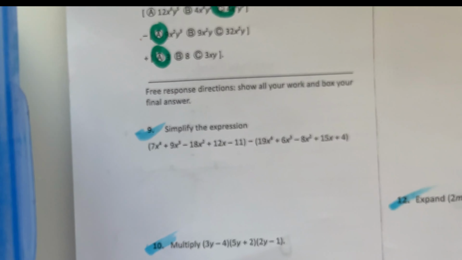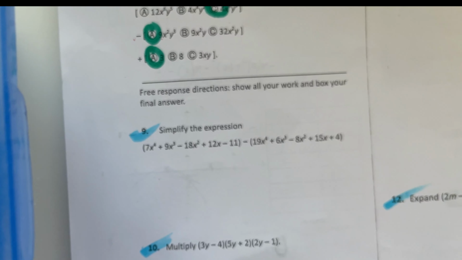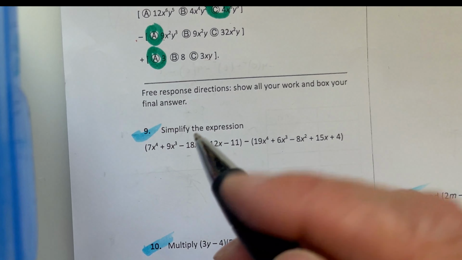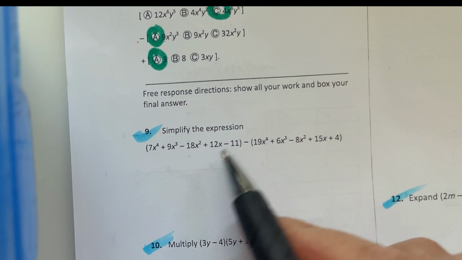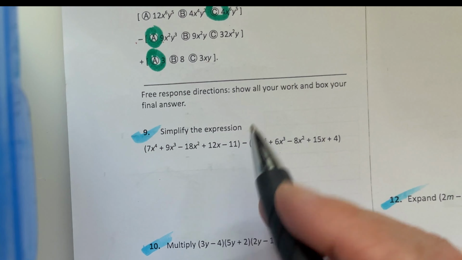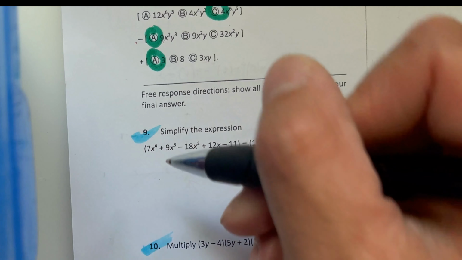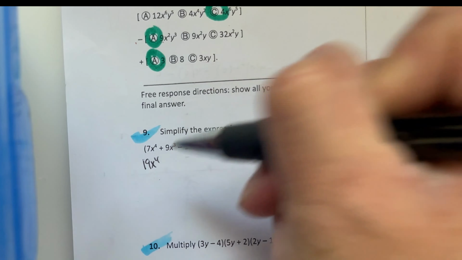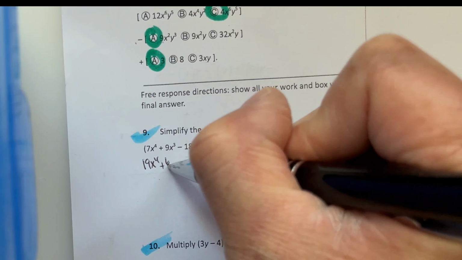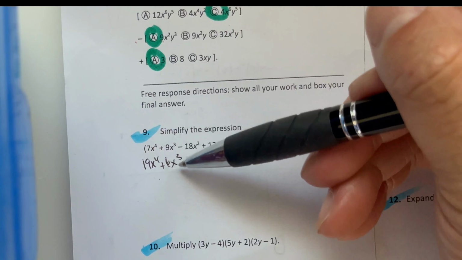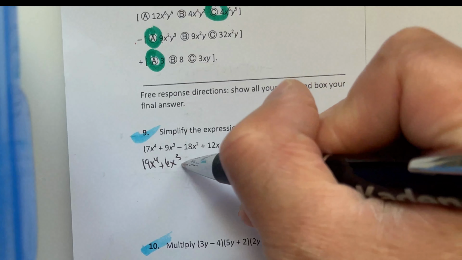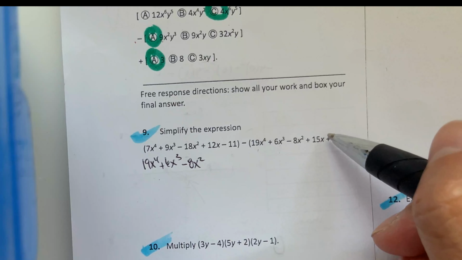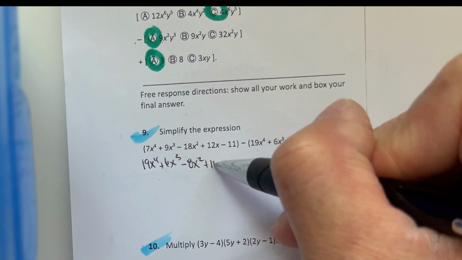Number 9. Free response. Show all your work, box your answers. Simplify, you're going to subtract. So I'm going to line these up with like terms. So these are the same. This one has an x, so it's underneath an x.